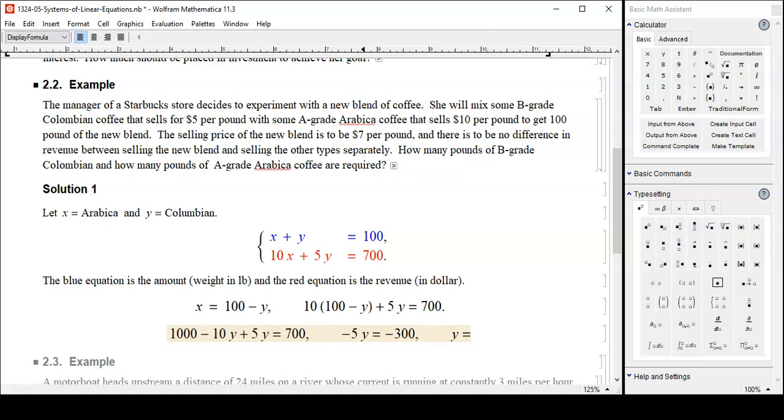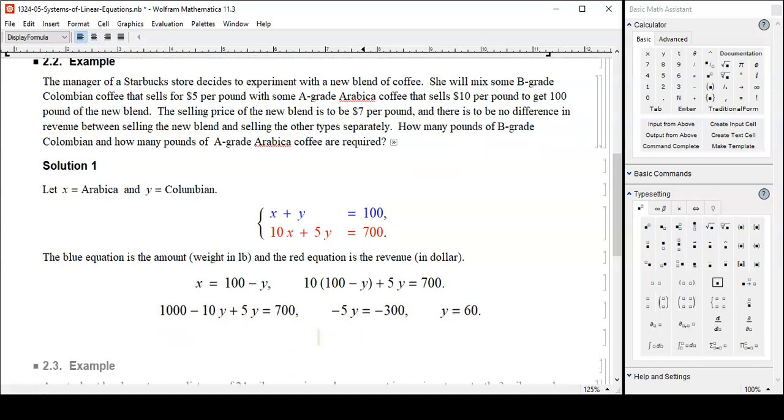So y is 300 divided by 5. I'm getting 60. So 60 pounds must be Arabica. Excuse me, y is Colombian, sorry about that. 60 pounds of Colombian, and x will be 40 pounds of Arabica.